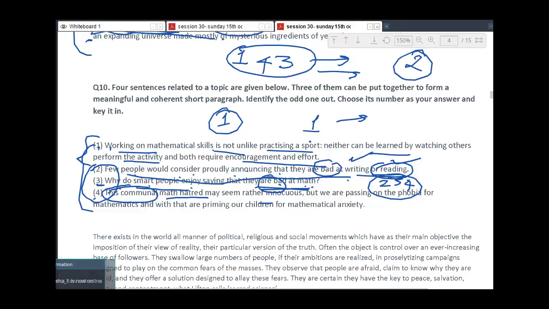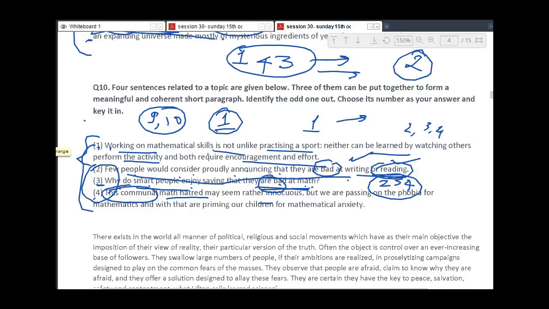So what happens? You say, okay, fine. So 2, 3, 4 forms a coherent paragraph, and 1 is the odd one out because it is not connecting with any of the sentences. You say that working on mathematical skills is not unlike practicing a sport. That means they are 2 different things. So my point is that haven't we got 9th and 10th question, 2 easy questions, and we can manage these 2 questions in the starting 10 minutes.